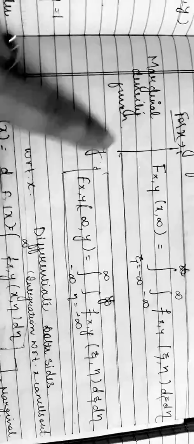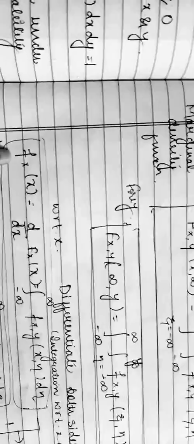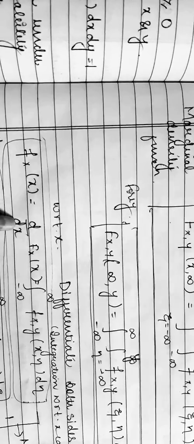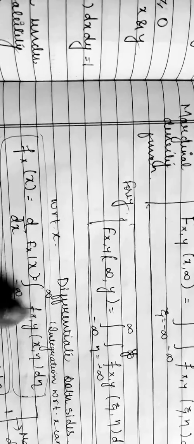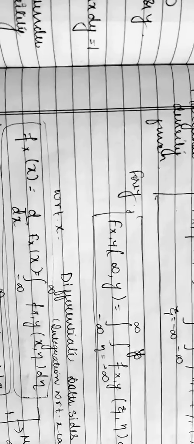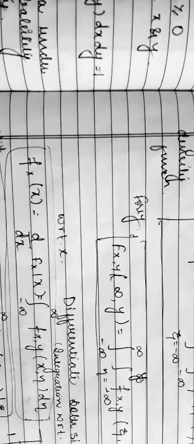Now if we differentiate both with respect to x, then we can see that small f(x) is equal to d by dx of F(x), which is the integral from minus infinity to infinity of f(x, eta) d eta. Since the integration is with respect to the other variable, the derivative cancels out. Clear? The same we can do with respect to y.